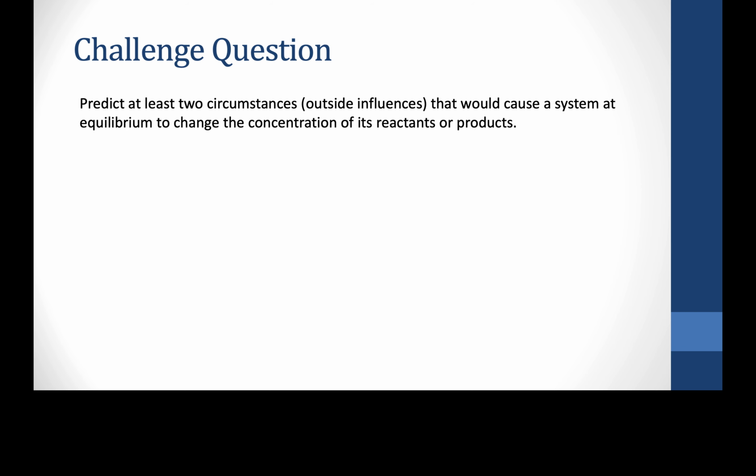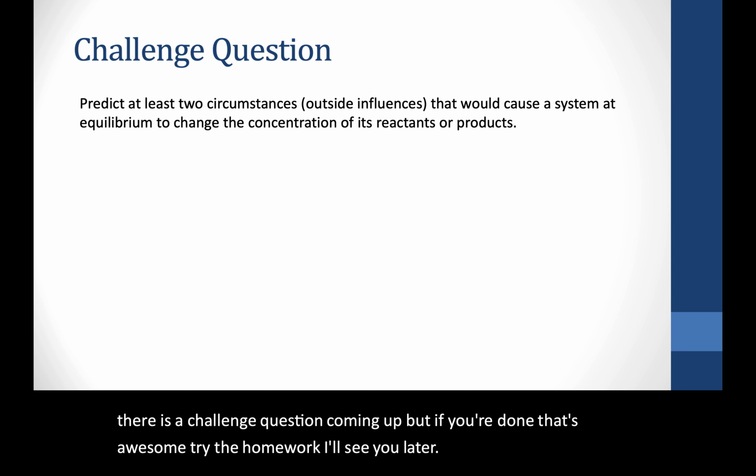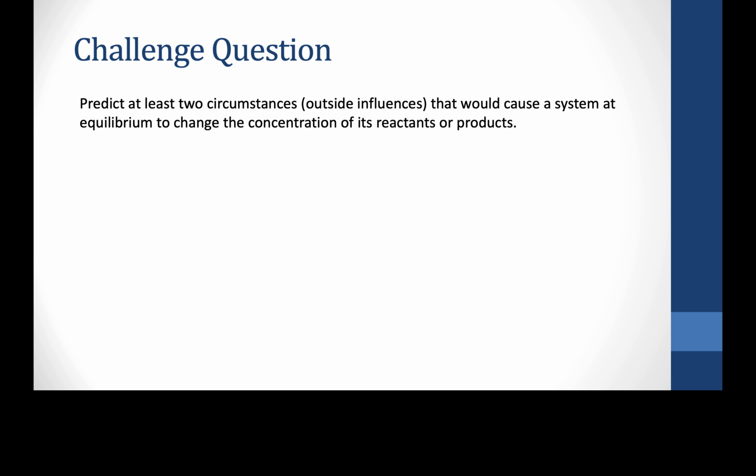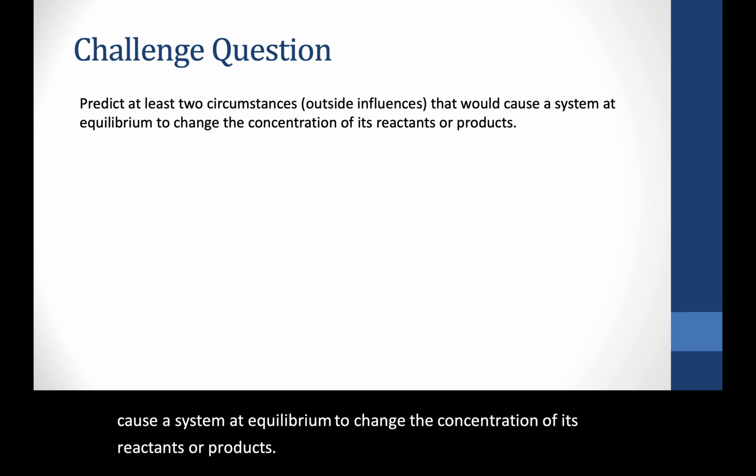Okay. So challenge question. If you stuck it out this long, good for you. Predict at least 2 circumstances or outside influences that would cause a system at equilibrium to change the concentration of its reactants or products. So go ahead and pause. See if you can come up with 2 circumstances.